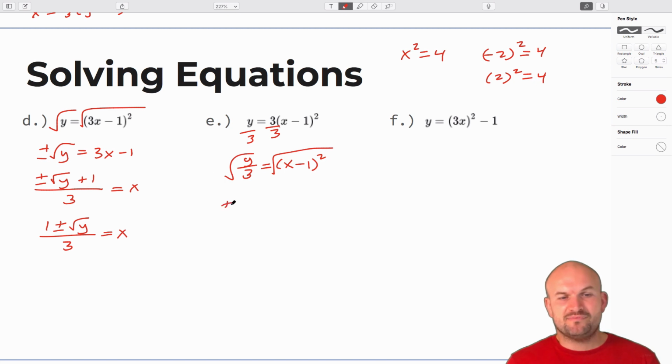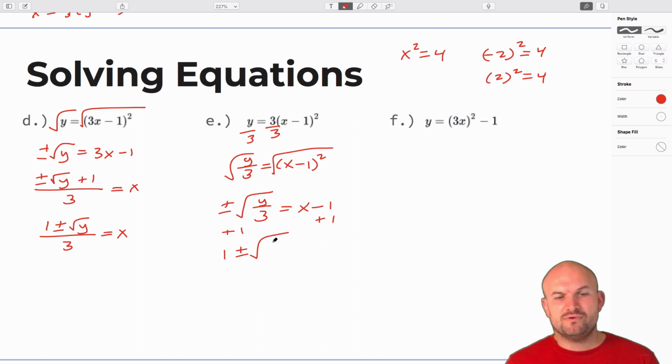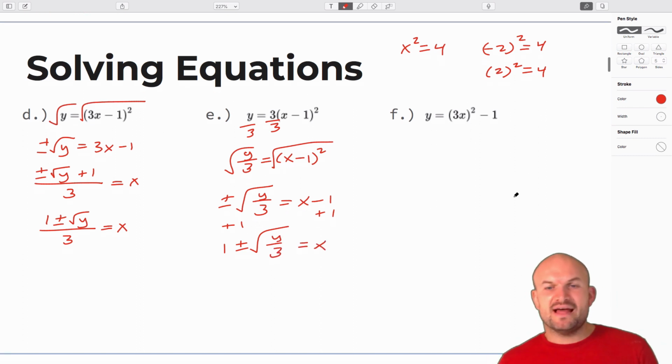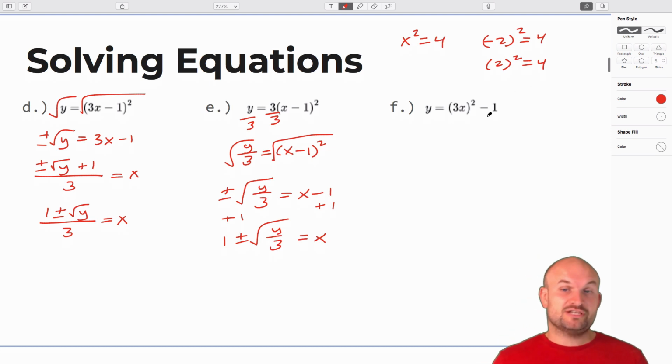So now I'm going to have plus or minus the square root of y over 3 is equal to x minus 1, and then I can add a 1 to the other side. So 1 plus or minus the square root of y over 3 equals x. And in this example, it's very important to make sure you add the 1, because if you take the square root, you cannot distribute the square root across addition and subtraction. Across multiplication you could, so that's why it didn't really matter before. But across addition and subtraction, you cannot distribute the square root. So you definitely need to get that 1 over to the other side.